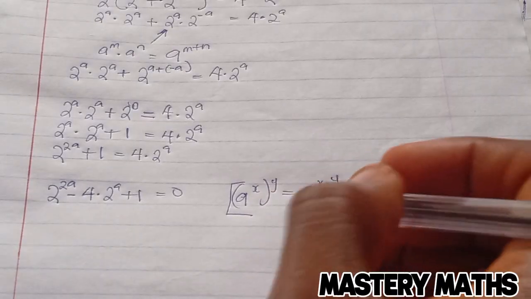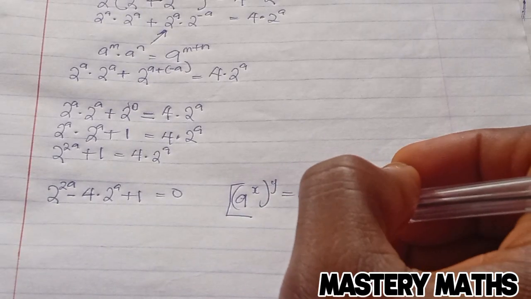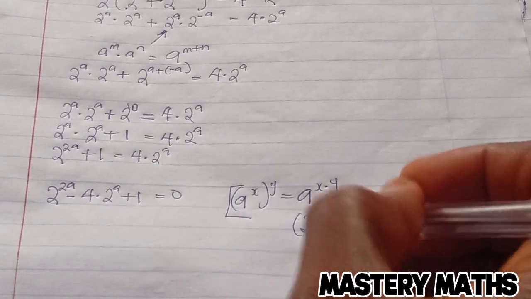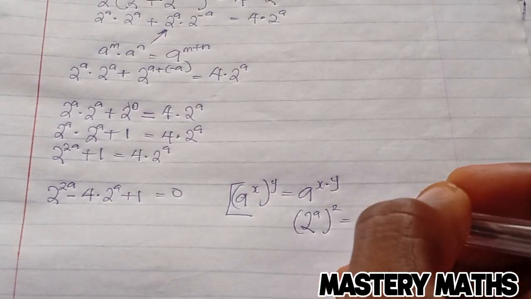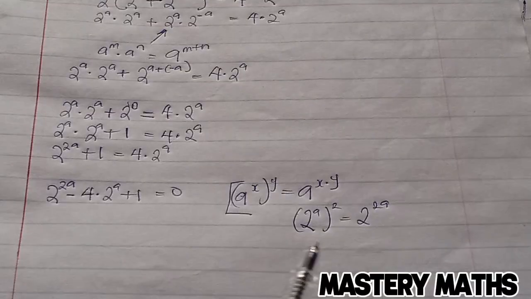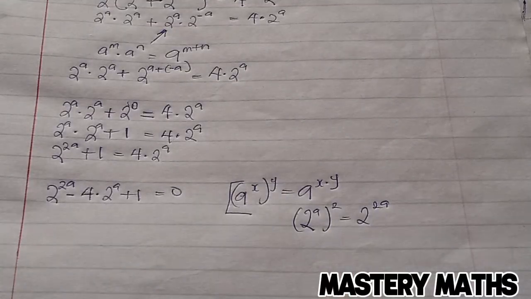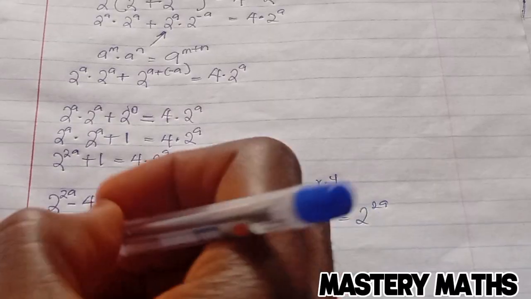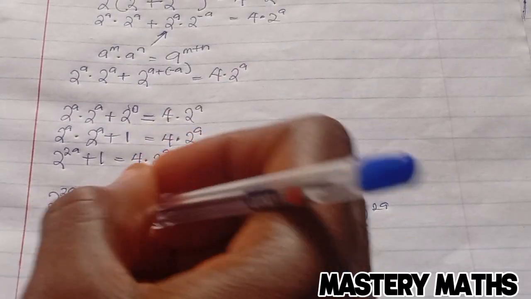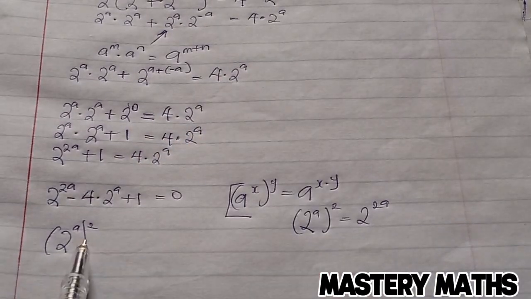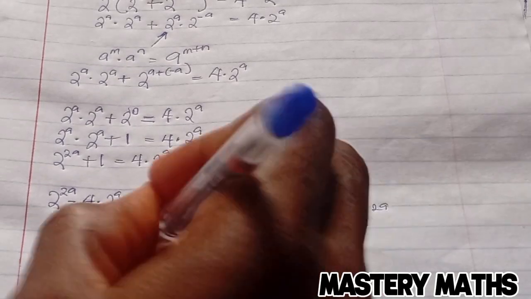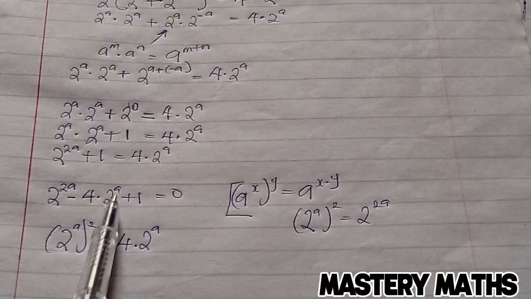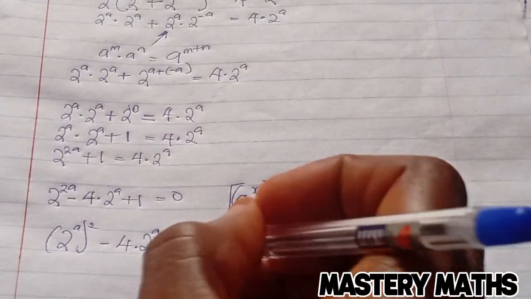This is also the same thing as when you have your 2a raised to the power of 2, which gives us the same thing as 2 raised to the power of 2a. We're going to switch the powers. Now in switching the powers, it's going to become 2 raised to the power of a, to the power of 2, minus 4 times 2 raised to the power of a. We've switched this power to this part, and we brought down this plus 1 equal to 0.